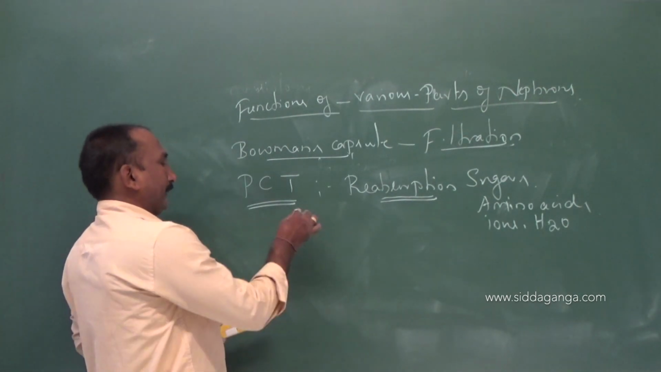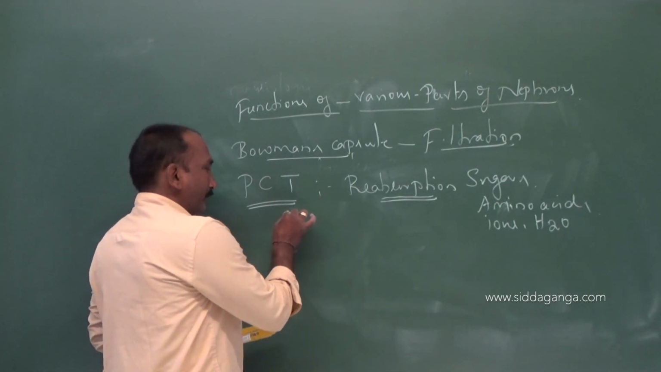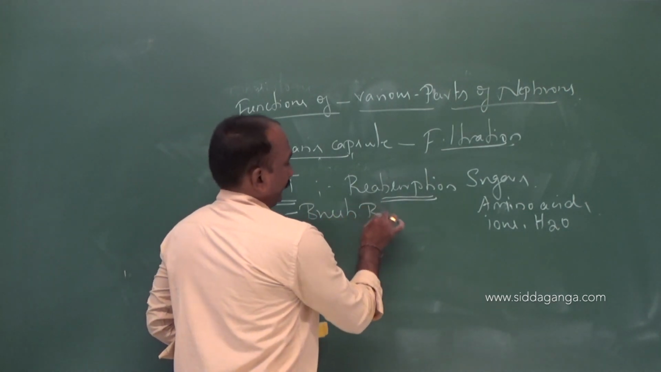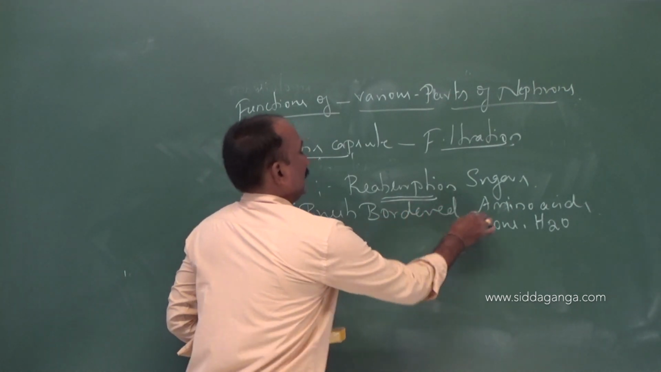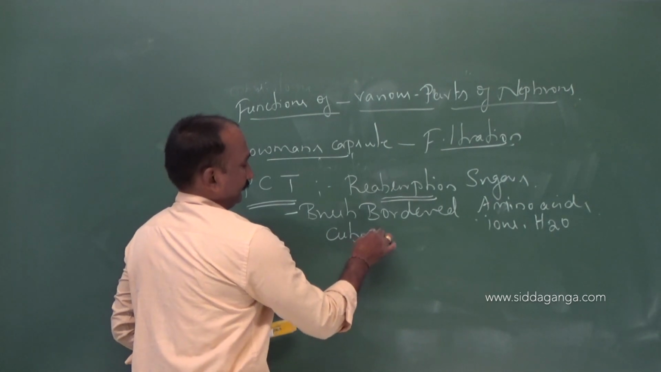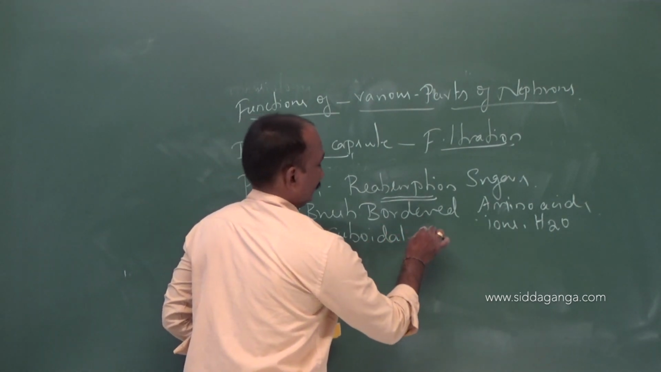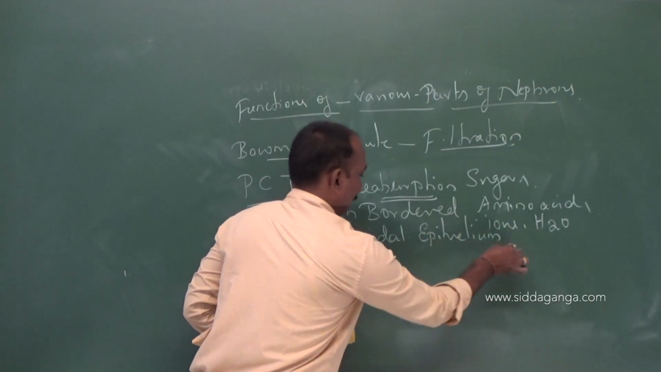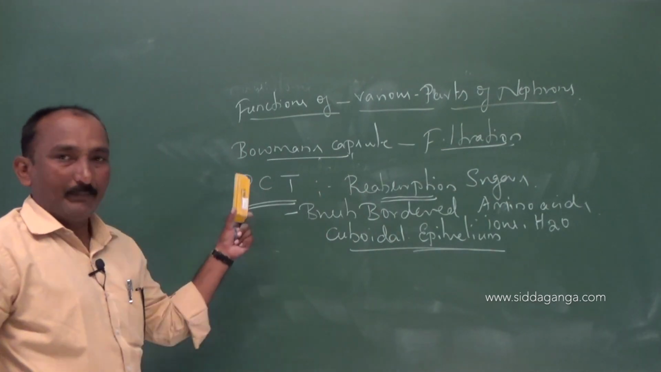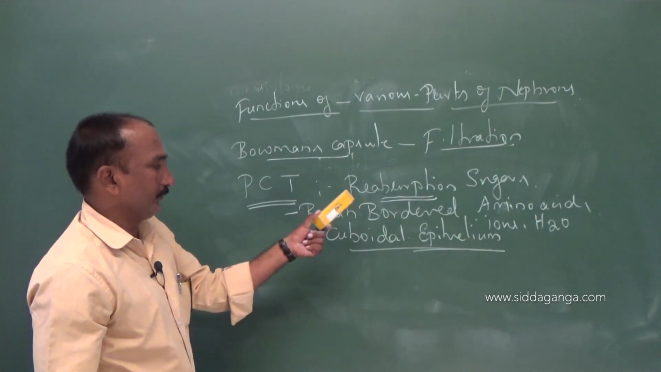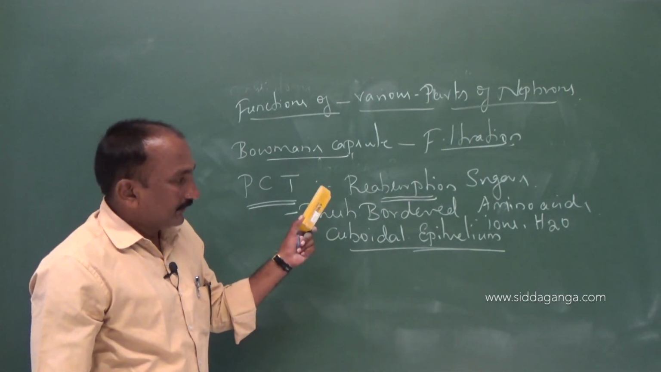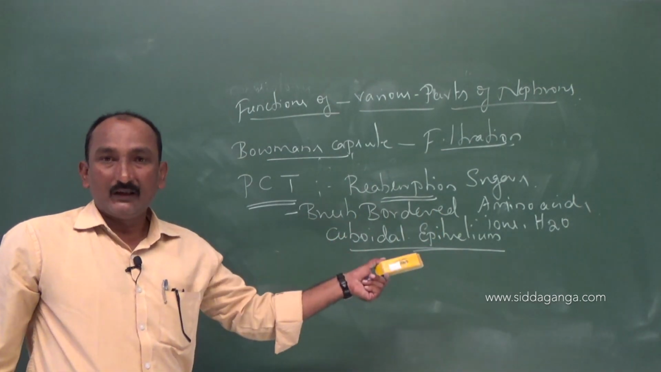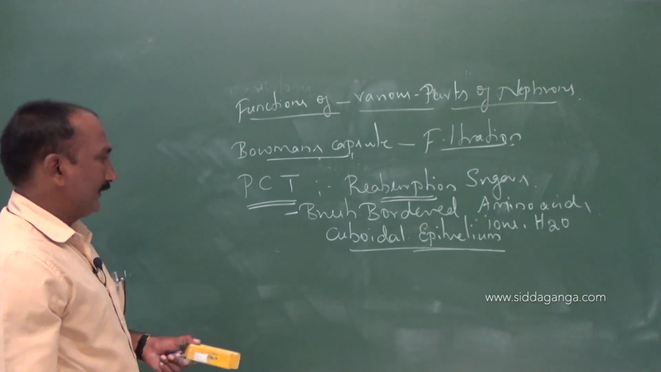It is lined by the brush bordered cuboidal epithelium. You must remember that the proximal convoluted tubule is lined with brush bordered cuboidal epithelium. It is responsible for reabsorption, as it increases the surface area for reabsorption. That is the proximal convoluted tubule.